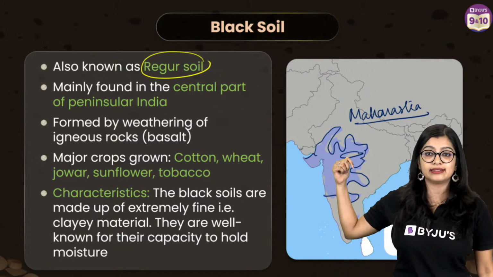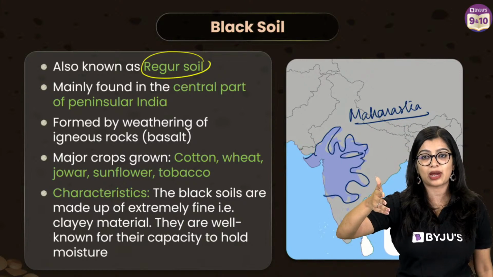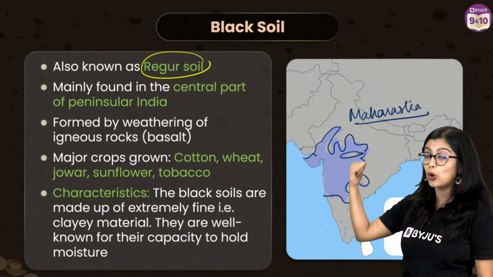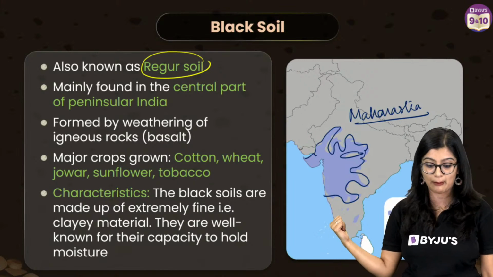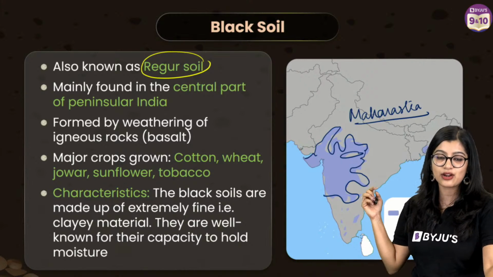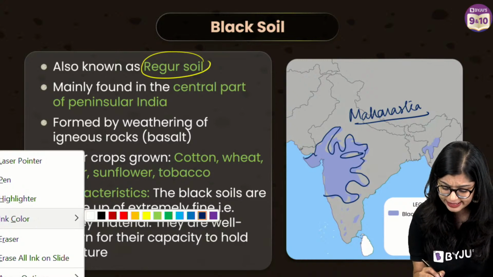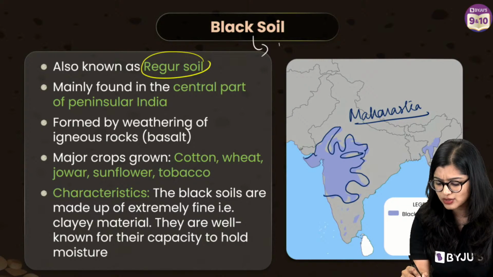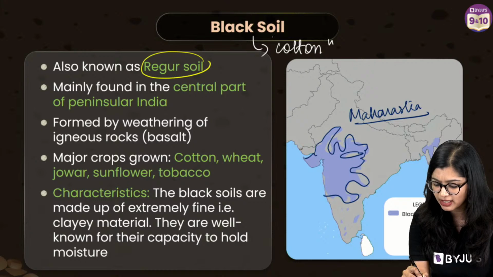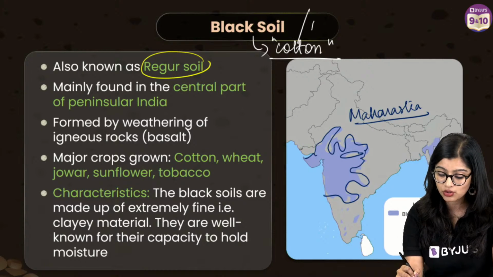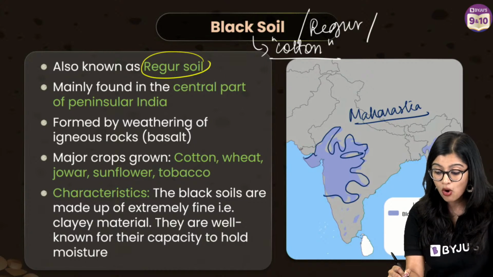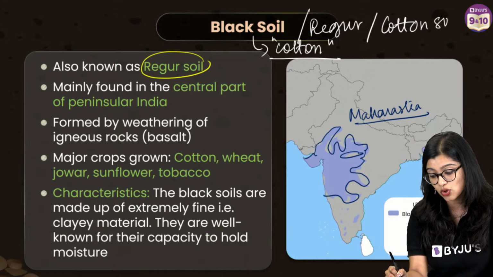One question I would like to take right now: students were asking me, ma'am, will it come colored like this? It will not come colored. It will be black and white, which is why the location is very important for all of you to remember. So again, we see a lot of examples. In this case, mainly cotton is grown in black soil, which is why black soil is also known as regur soil, or black cotton soil.